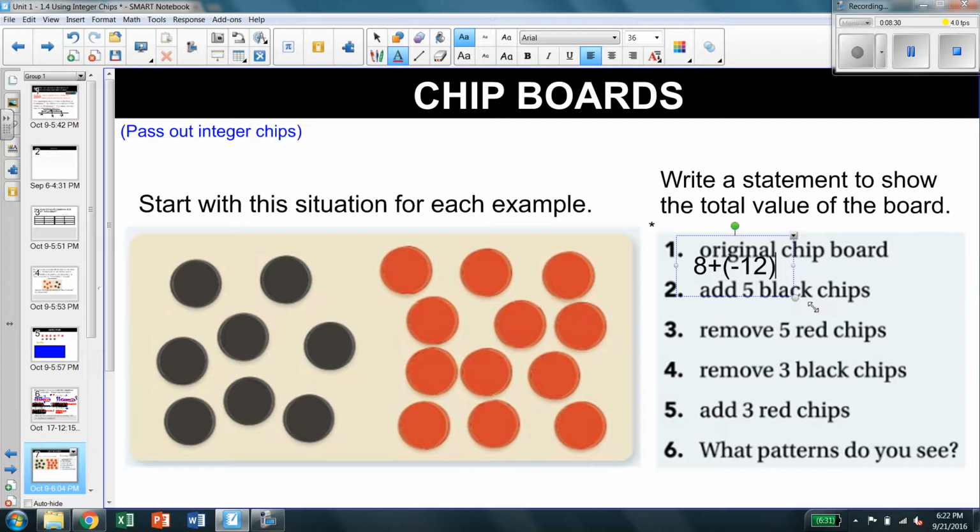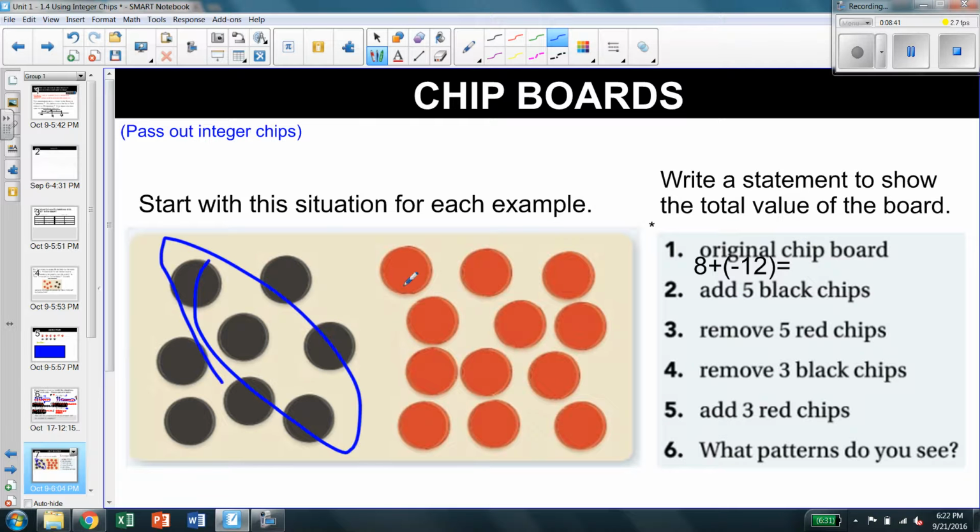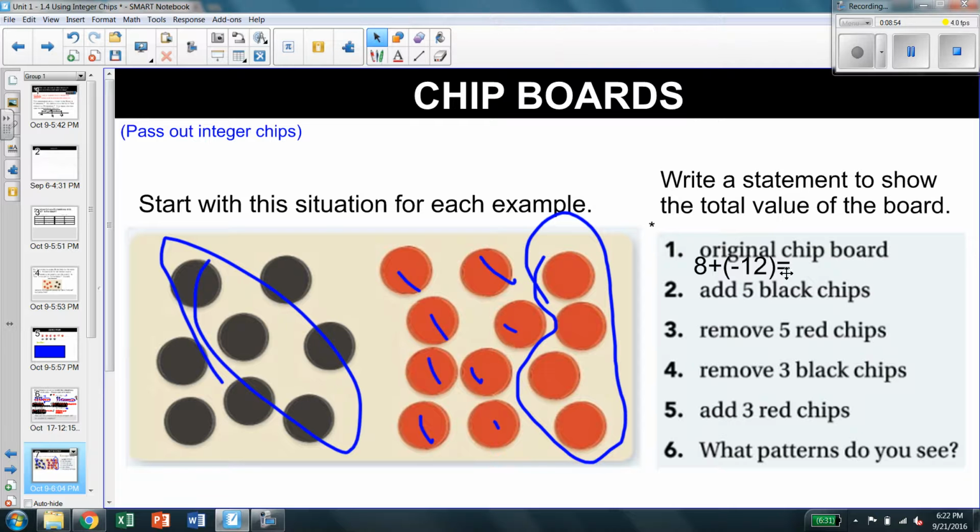So we get 8 plus negative 12 equals, if I was to make 0 pairs, 8 of these would cancel out with 8 of these. 1, 2, 3, 4, 5, 6, 7, 8. What's left? 4. But there's more negatives than positives, so that's negative 4.